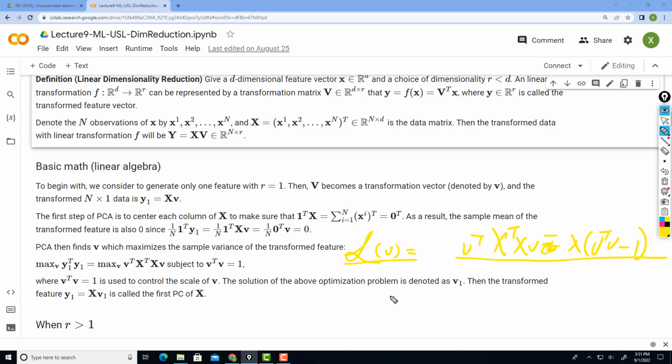One of the KKT conditions is that the first order derivative of this Lagrangian equals 0. You do the linear algebra, or matrix vector calculus, to compute the first order derivative of this Lagrangian with respect to V. What you get is X transpose XV minus lambda V equal to 0. So if that's the case, X transpose XV is equal to lambda V. Essentially, we are trying to find the largest variance.